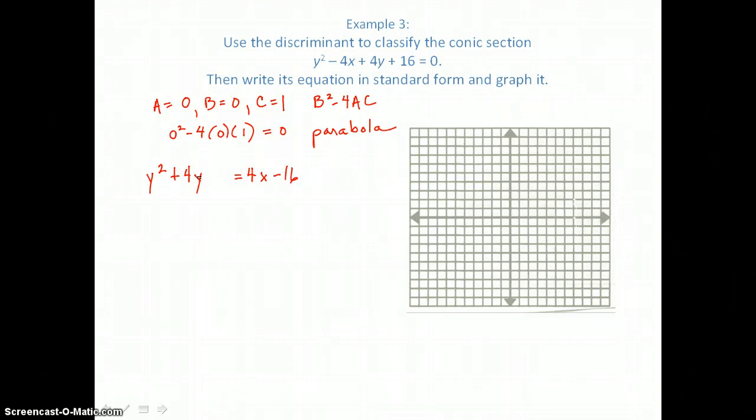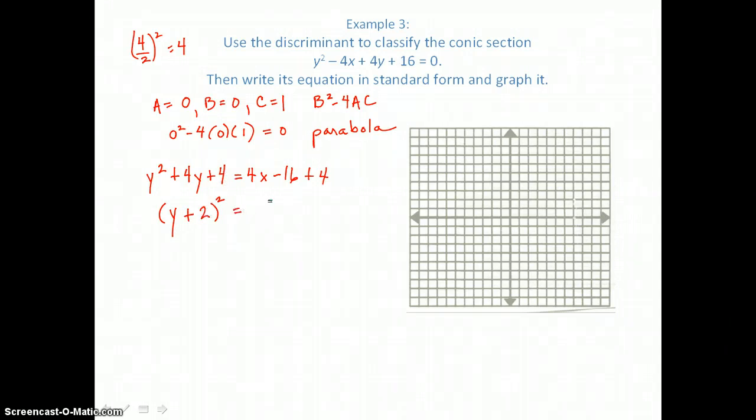And now I can complete the square on y by taking 4, which is multiplied to y, dividing it by 2 and squaring it. So I get 2 squared, which is 4. So I'll add 4 to both sides of this equation. Now I can factor on the left, factor that perfect square trinomial into a binomial squared. Take the square root of the first term, the sign of the middle term, positive, and the square root of the third term.